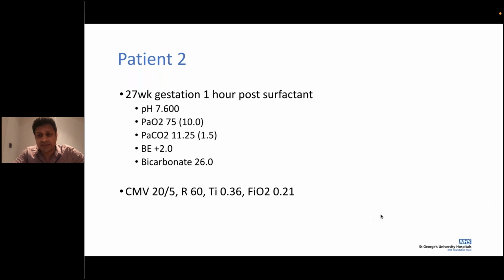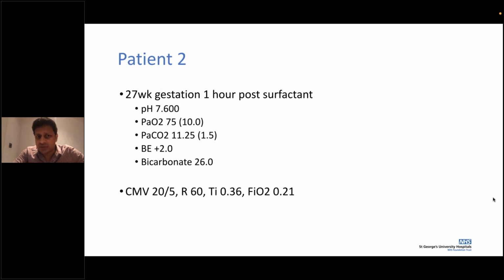Now, in a preterm baby, it really depends on which unit you're working in. Volume guarantee, and how much volume guarantee would you set this baby at? Or volume targeted ventilation, how much would you put it at? What would be the tidal volume that you put this baby onto? 4, 5, yes. So having 5 mils per kilo as a rough start.